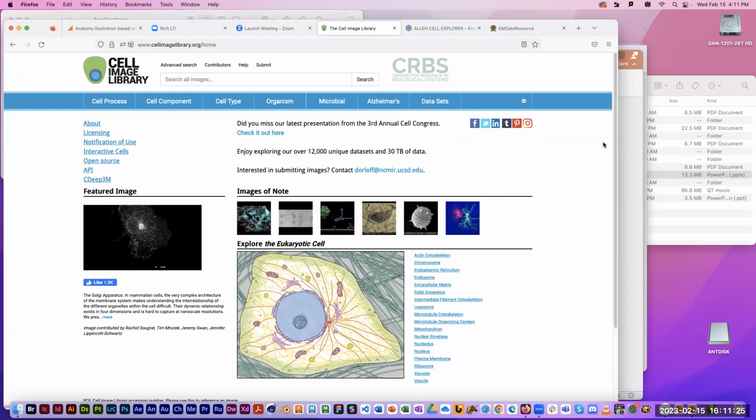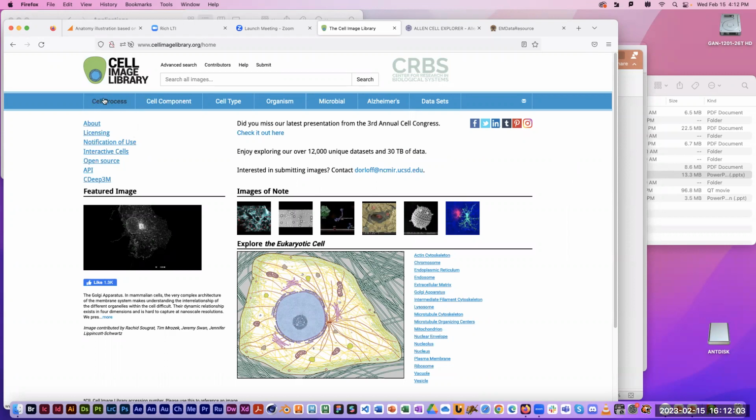Another website that's pretty useful for getting references for cellular structures is this Cell Image Library. And this is just tens of thousands of images of cells. There are all different kinds of images: light microscope images, fluorescent microscope images, electron microscope images. There's even some animations or videos in here, showing like cell division taking place in a video.